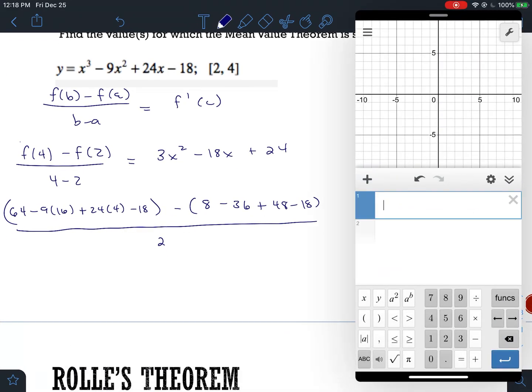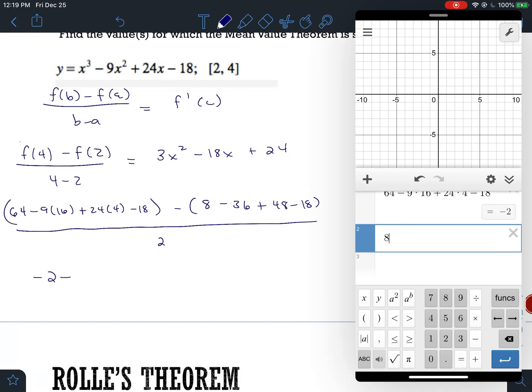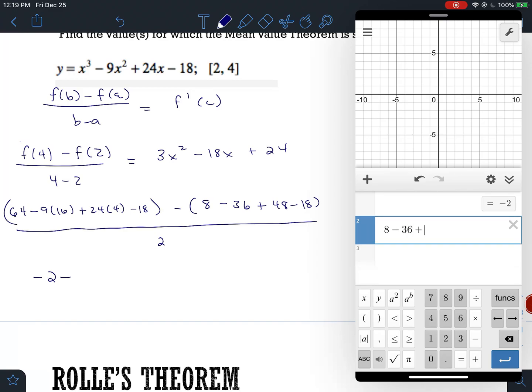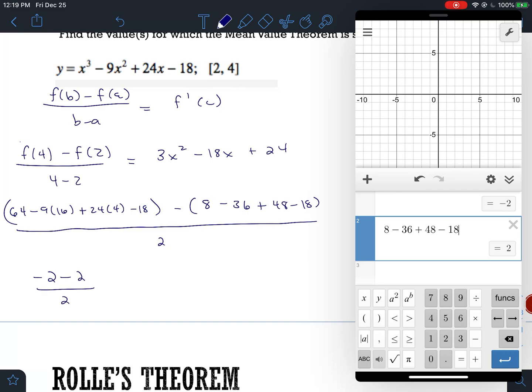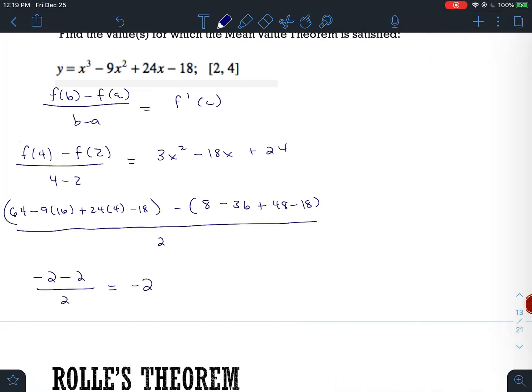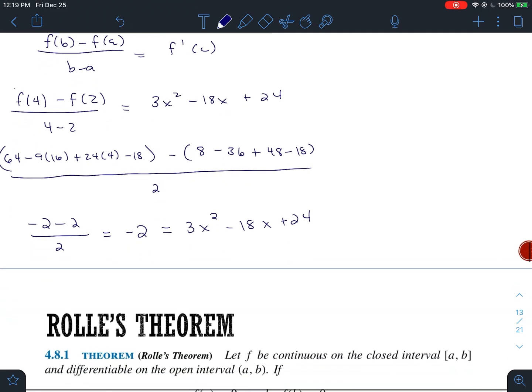So let's use Desmos so we don't make any little mistakes. And we would have 64 minus 9 times 16 plus 24 times 4 minus 18. So I have negative 2, then minus 8 minus 36 plus 48 minus 18, which is negative 2, over 2. So my average rate of change is going to be negative 2. And we want that to equal the instantaneous rate of change, which is the derivative.